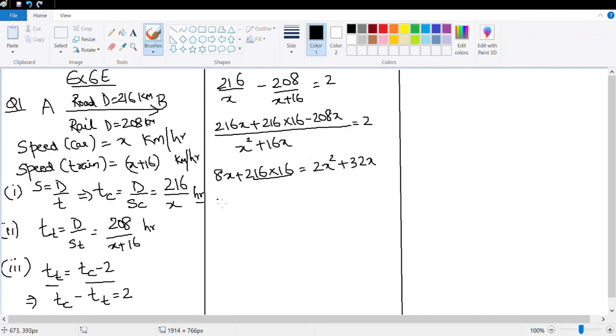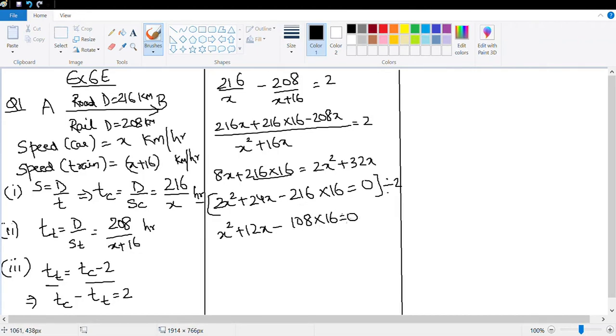So taking everything on one side, 2x square plus 32 minus 8, that's 24x minus 216 into 16 is equal to 0. I notice that everything has 2 in common, so divide everything by 2, which gives me x square plus 12x minus, if I divide, this becomes 108 into 16. So I need to find factors of 108 into 16, the sum of which will be 12.